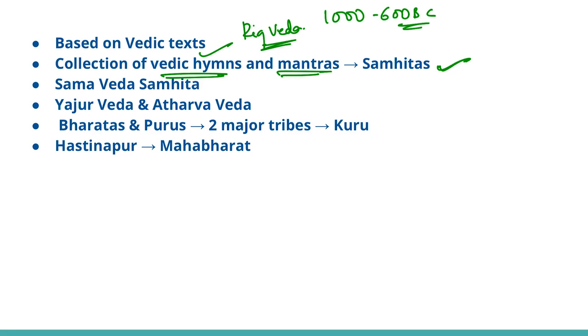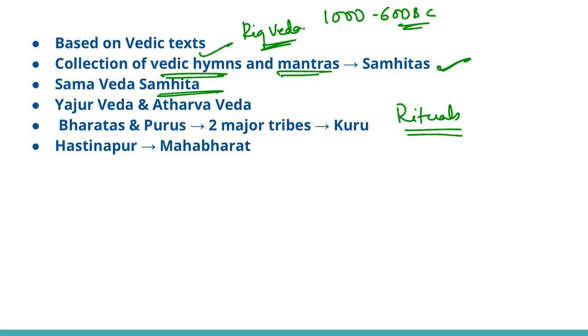For the purpose of singing prayers of the Rig Veda, they were set to certain tunes and modified, and that collection was known as the Samaveda Samhita. In addition to the Samaveda, in post-Rigvedic times two other collections were composed: the Yajurveda and the Atharva Veda Samhita. The Yajurveda contains not only hymns, but also rituals.